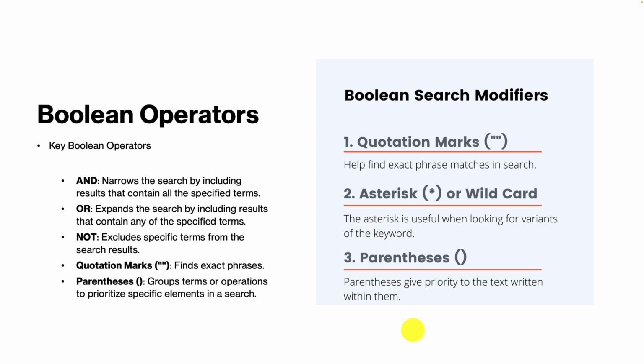So when we're using and, we're narrowing down our search topic. If we use or, we're expanding the search topic, right? If we're using not, this is excluding specific terms from the search results.